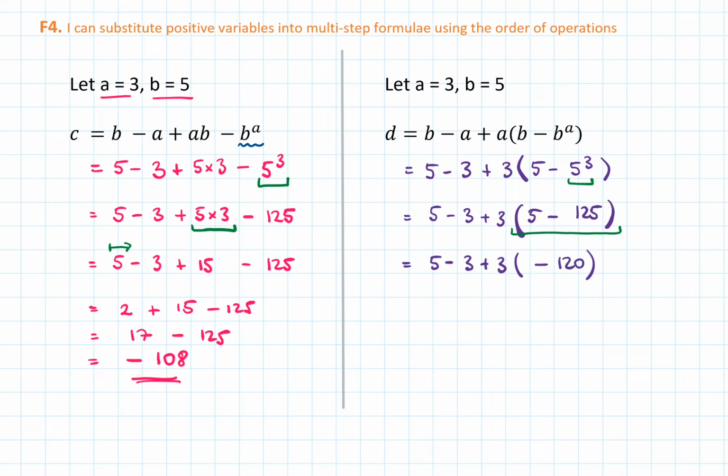Continuing from here, there's a hidden multiplication sign between the 3 and the negative 120, so we have to do that one next. We copy everything else, 5 take away 3, positive 3 times negative 120 will be negative 360. And at this point we only have addition and subtraction, so we can work left to right. This will equal 2 take away 360, which is negative 358. And this is my final answer. The value for D is negative 358.